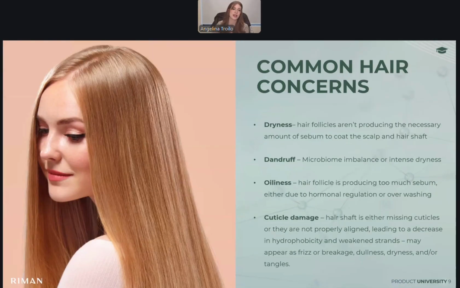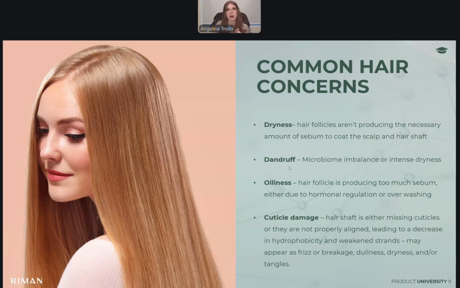Now, similar to our structure last week, we'll now go over some common hair concerns, and also similar to last week, anything that is considered a medical dermatosis, which even considers dandruff, I will leave for the discussion with, of course, a medical professional, as we are a cosmeceutical grade brand. But in that consideration, we do have a couple of common hair concerns. For example, dryness, dandruff as well, oiliness, and cuticle damage.